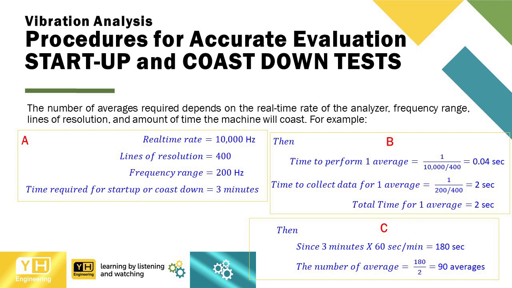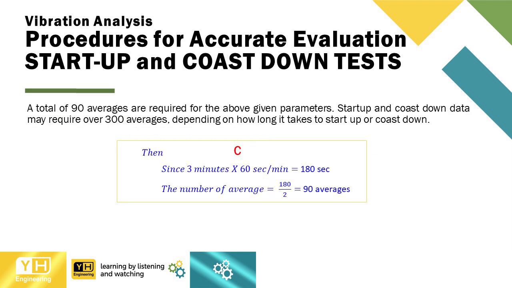Then, since 3 minutes multiplied by 60 seconds per minute equals 180 seconds, the number of averages equals 180 divided by 2, equal to 90 averages. A total of 90 averages are required for the above given parameters. Startup and coast down data may require over 300 averages, depending on how long it takes to start up or coast down, as shown below.